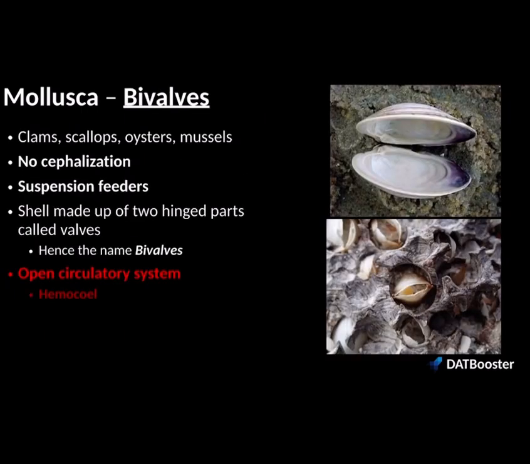Okay, now we get to the last class of mollusk that we need to know, and that's going to be the bivalves. So clams, scallops, oysters, and mussels are key examples here. There's no cephalization, makes sense, and they're suspension feeders, so they only rely on what's suspended in the water for their nutrients. They have a shell that's made up of 2 hinged parts, and each part is known as a valve, hence the name bivalve, because they have 2 of those.